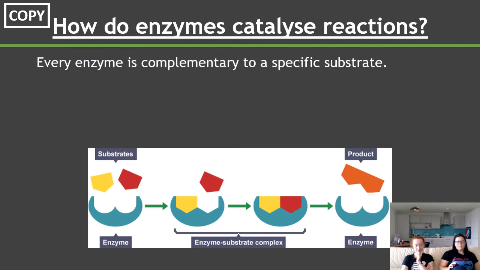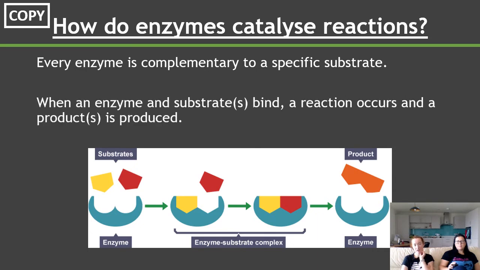So how do enzymes actually catalyze reactions? So again, the idea that every enzyme is complementary to a specific substrate. So the substrate and the enzyme actually match. The idea is that when the enzyme and the substrate bind, so when they actually come in together, you can see in that third part of that diagram, it's showing the enzyme and the substrate actually physically binding together. This is when the reaction occurs, is when those two complementary shapes can bind together, the reaction can then occur. And that is the reaction actually occurring and then going on to produce the products.